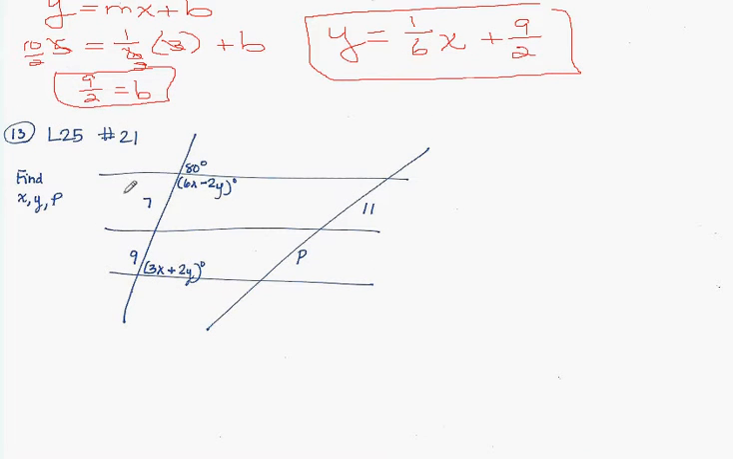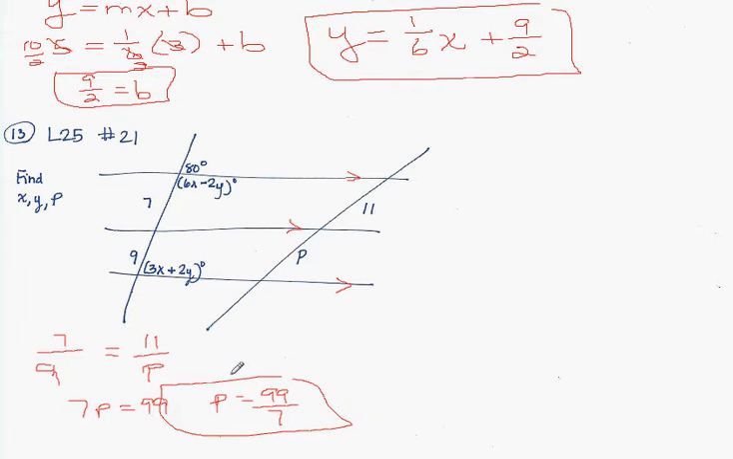Okay, you guys hate these problems, but they're not hard. You have to find x, y, and p. Just remember, these are parallel lines, bad as mine look, and they're cut by transversals. If parallel lines are cut by transversals, its segments are proportional. So 7/9 equals 11/p. And you just cross multiply, so you get 7p equals 99, p equals 99/7. That's the easy part. Alright, that's part 1.